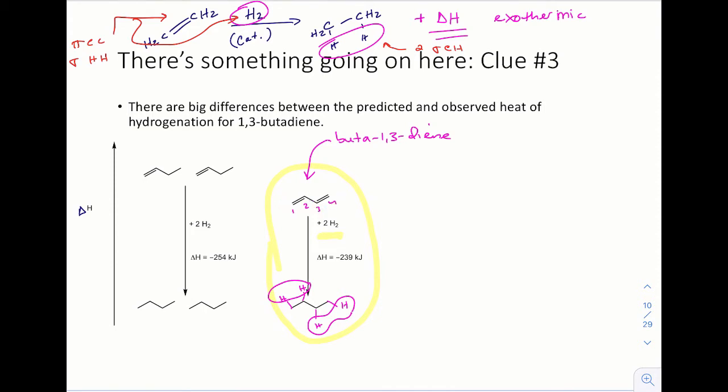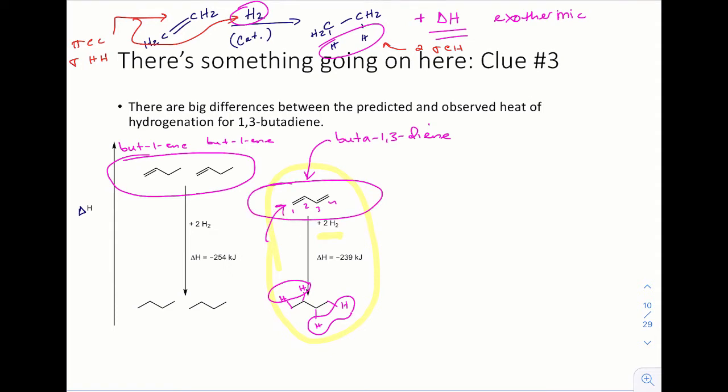When buta-1,3-diene is fully hydrogenated, adding two equivalents of hydrogen across each of the double bonds in buta-1,3-diene, 239 kilojoules of energy are released. We can compare that to when two equivalents of simply but-1-ene are hydrogenated. This total process releases 254 kilojoules of energy. Why are we comparing two molecules of but-1-ene to the buta-1,3-diene? Well, that's because there are two alkenes reacting in buta-1,3-diene. And so to make a comparison, we need to hydrogenate two alkenes in but-1-ene, but that requires two molecules.